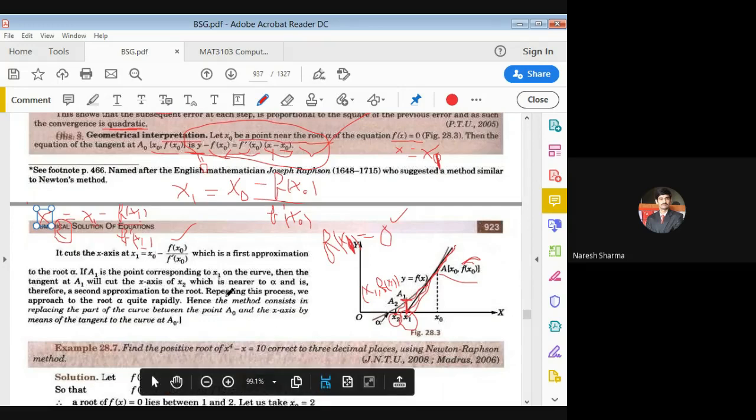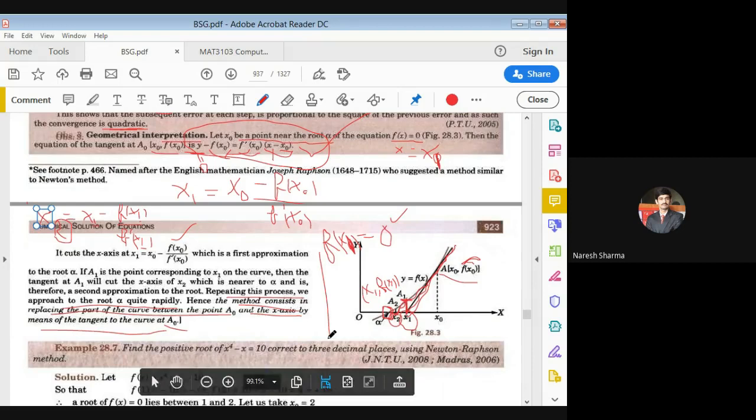Repeating this process, we approach the root, because when you draw the tangents, after multiple iterations you get a result near the exact root, that is alpha. Hence, the method consists in replacing the part of the curve between A naught and the axis by means of the tangent to the curve at A naught. So this geometrical interpretation is also the proof of the Newton-Raphson method.